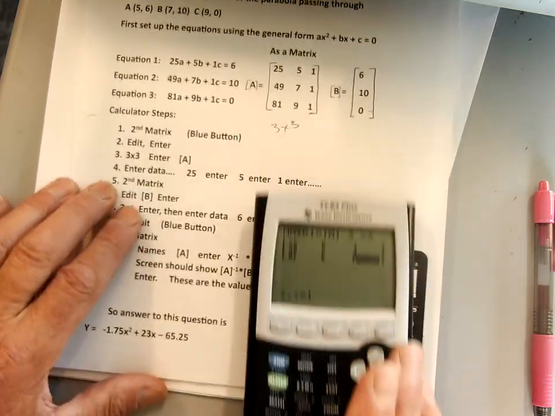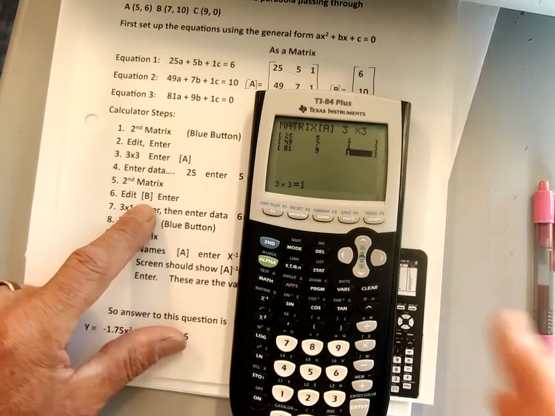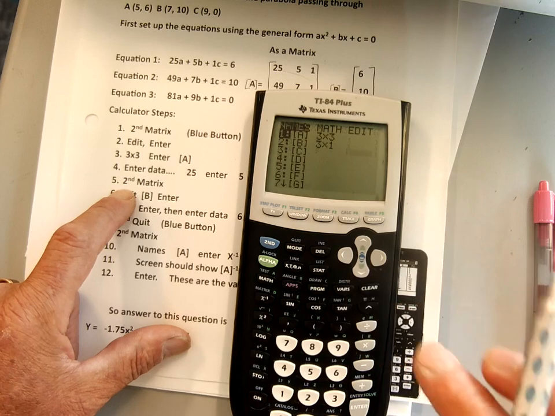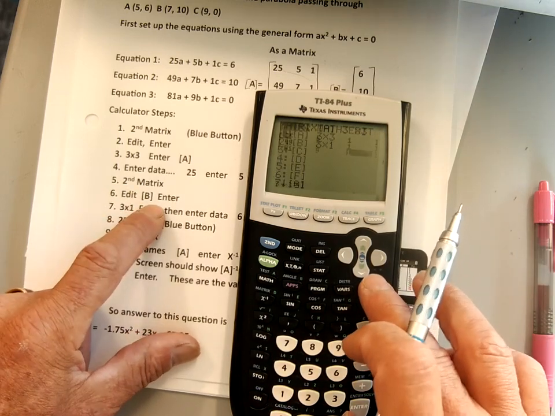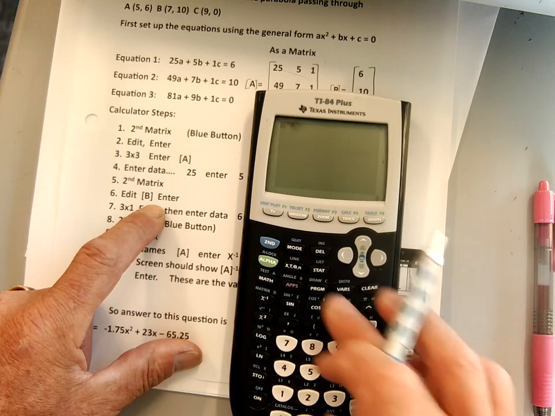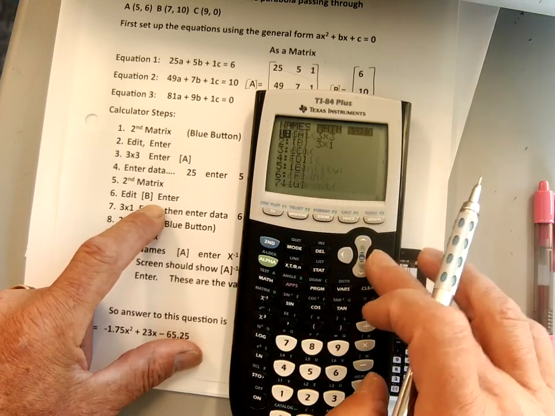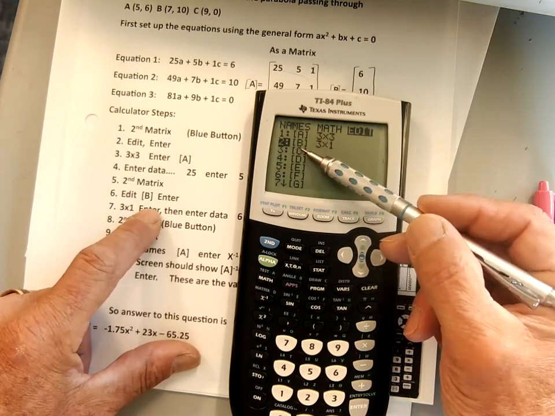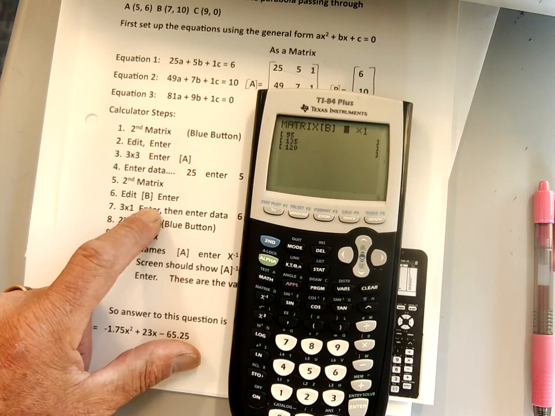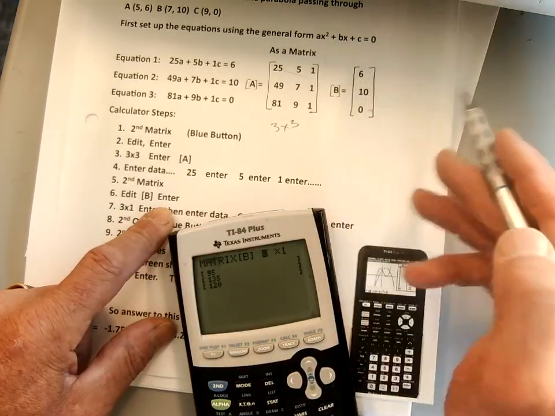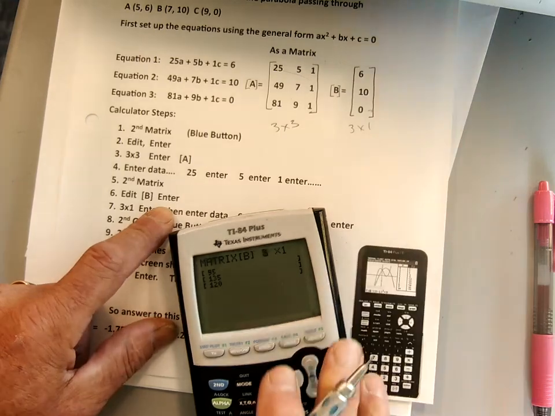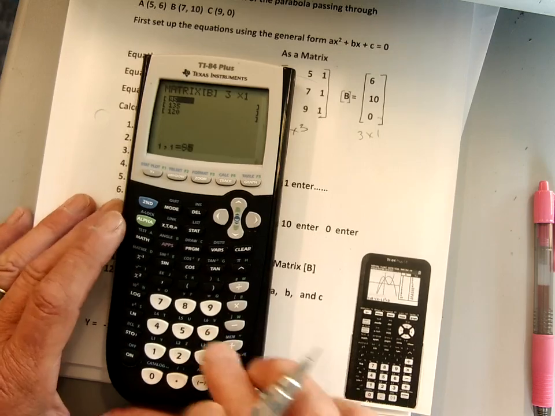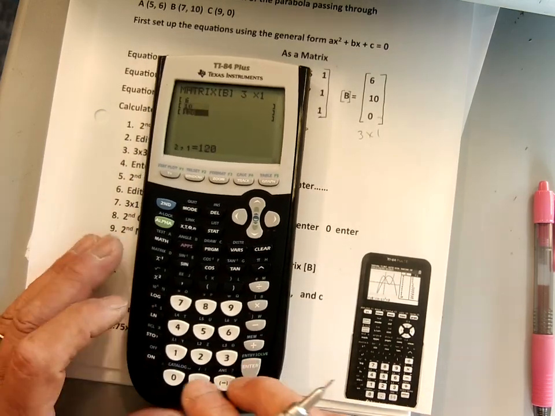So I need to also make matrix B. That's the answer matrix, so I'm going to go back to second, matrix, which is in blue. This time I need to edit B. Oops, hold on. Sorry about that. Second matrix. I'm going to edit B. So I go edit and B, and shift it down to matrix B. I push enter, okay? And that's a 3 by 1. It has 3 rows and 1 column. So I'm going to put in those numbers: 6, enter, 10, enter, 0, enter.